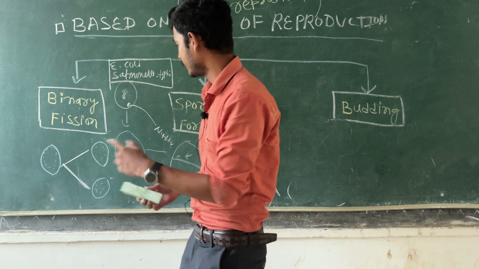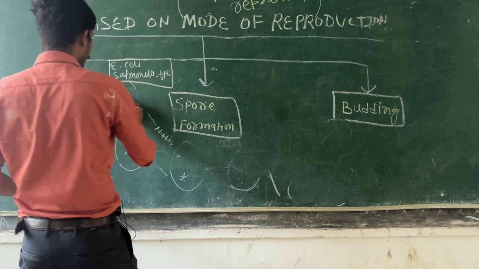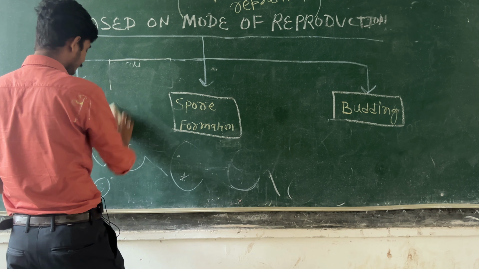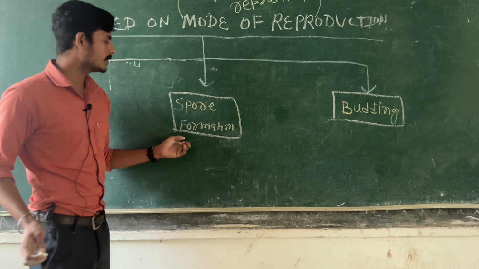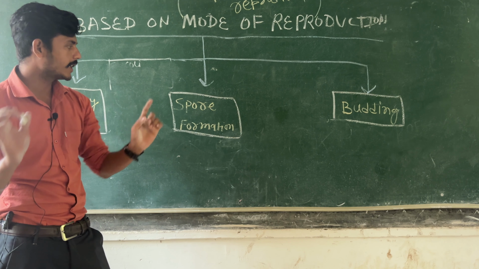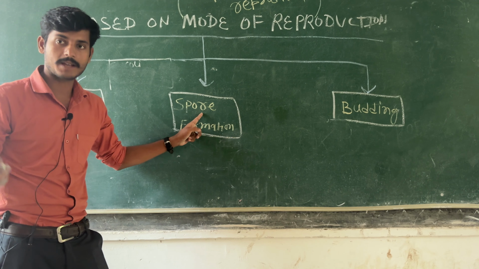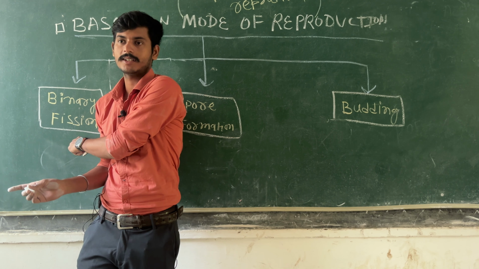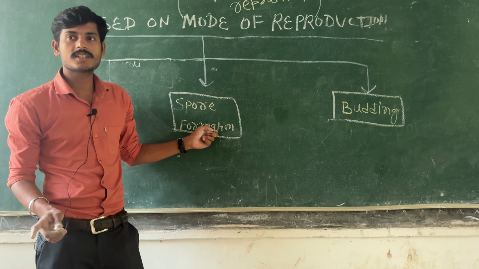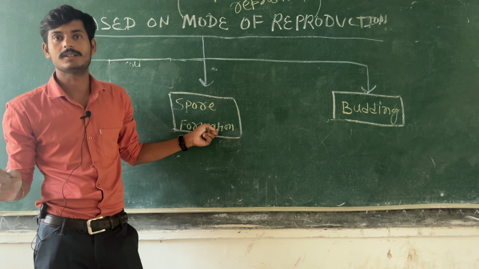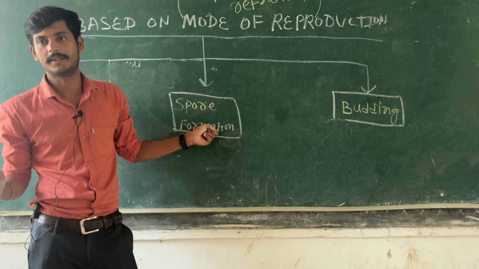No problem? Now we will discuss the spore formation. So let's discuss the spore formation. The one thing you should be clear about is that in favorable conditions, bacteria prefer binary fission. It means this reproduction will be performed in which situation? When bacteria are uncomfortable.